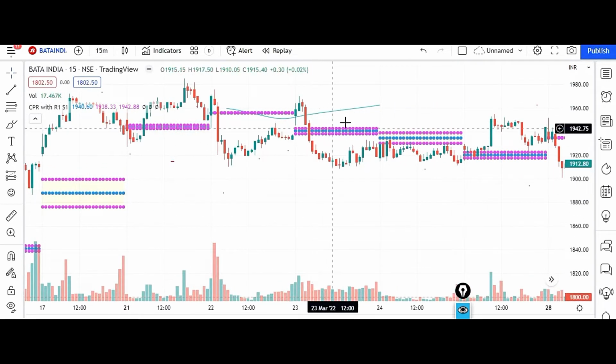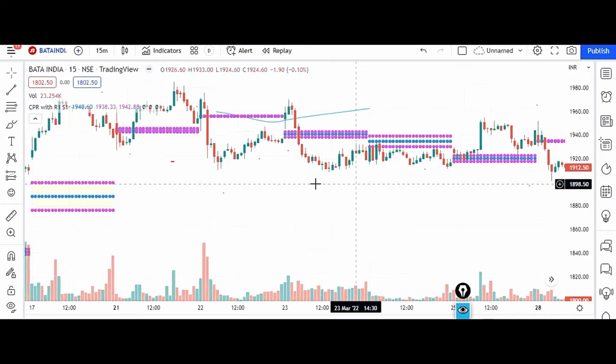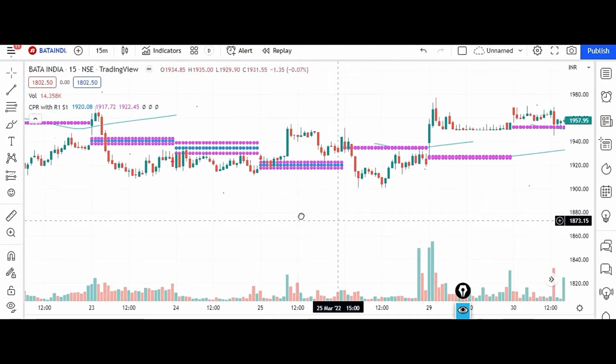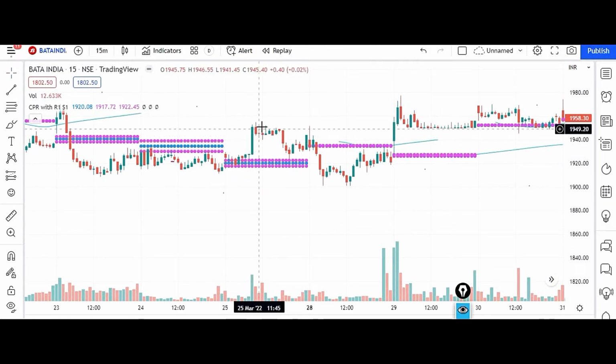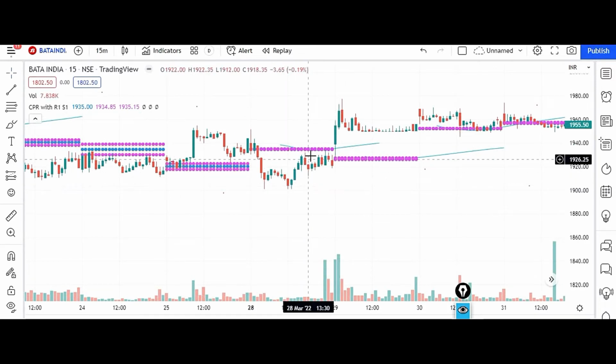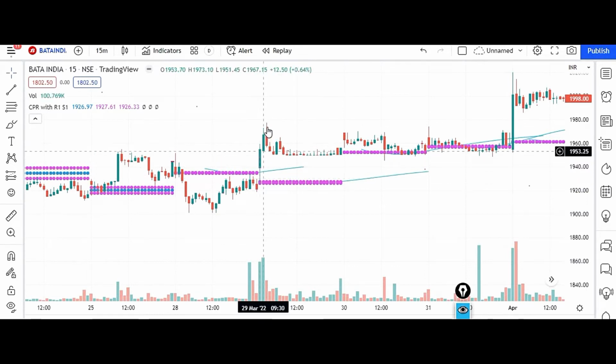This is narrow range CPR. It's like some sort of off trending day. The next day you can find the trending day, right? This is almost the trending day, and in the second half it fell. This is also almost, you can find, and somewhat reversals. Here you see the big breakout happen.